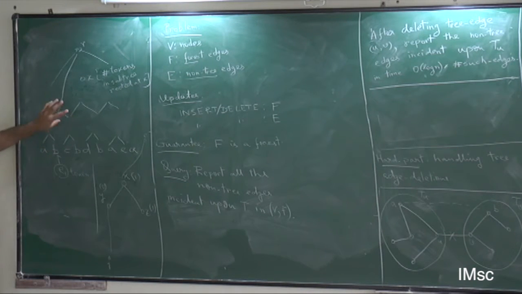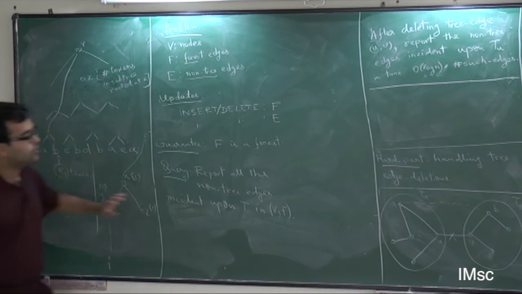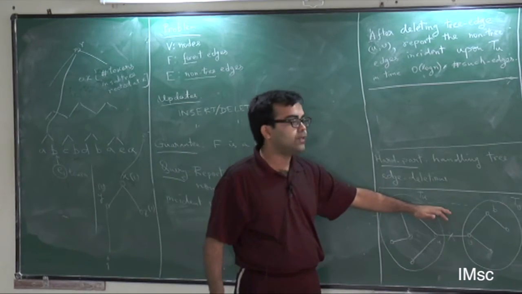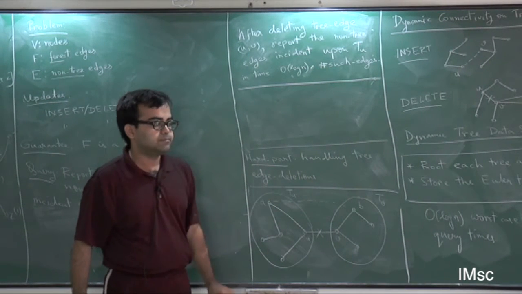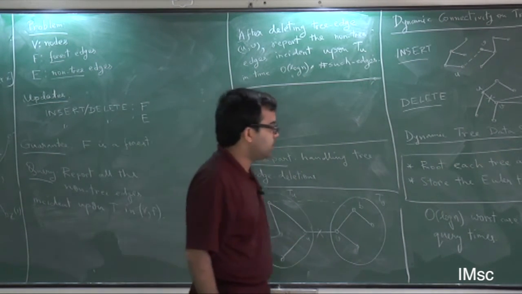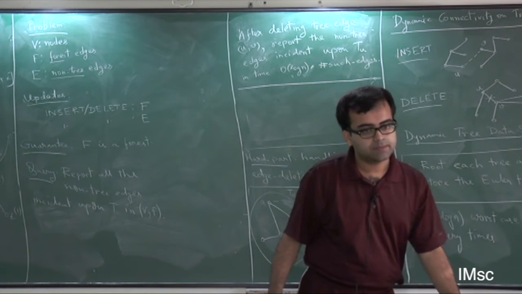But again, the exact detail is not very important. The point is that you can actually report the non-tree edges incident upon each tree in the Euler tour tree data structure.